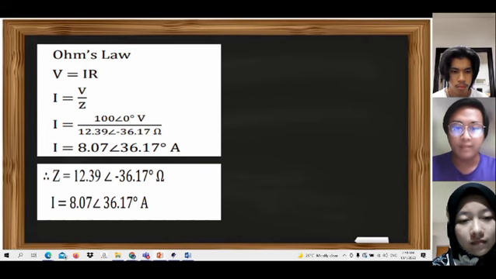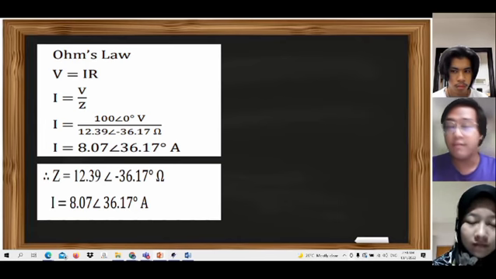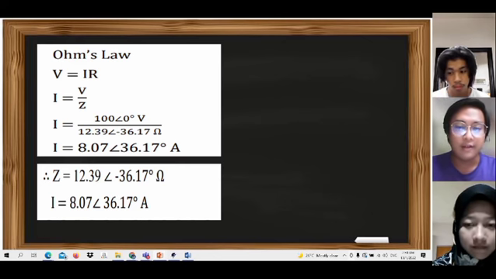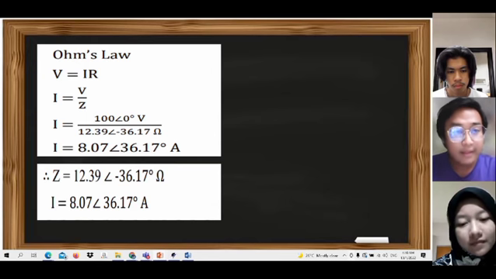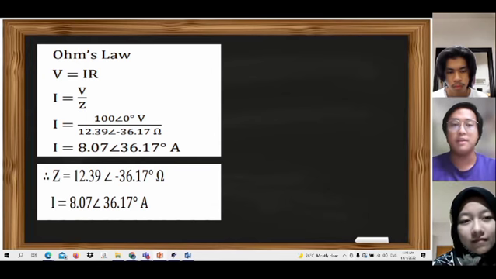Note that Euler's formula can be represented in three forms: polar form, rectangular form, and also exponential form. But in this case, we are going to emphasize two forms, which are the rectangular form and polar form. So that's all for the example of complex number application in electrical engineering.